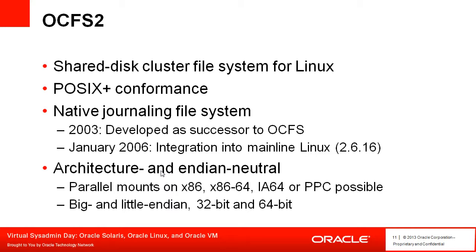Also included in the Unbreakable Enterprise kernel at no additional cost is the OCFS2 cluster file system. OCFS2 is a shared disk cluster file system. Multiple servers can concurrently access the same volume from a central storage location, like a SAN or an iSCSI target. It was designed for high I/O throughput for databases and full POSIX conformance.